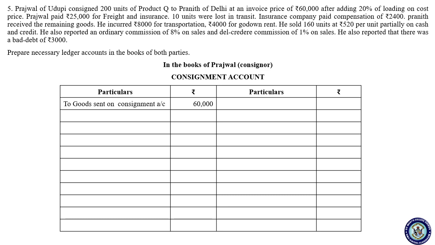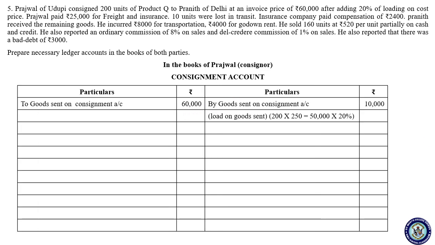Okay. So in this problem, we are having loading price. Whenever you write the units, where units in the sense goods, you have to pass another entry, that is on the loading price. Now when it is To goods sent on consignment, this 60,000 includes loading price. So we want the net value. So you have to write on the credit side, By goods sent on consignment account.